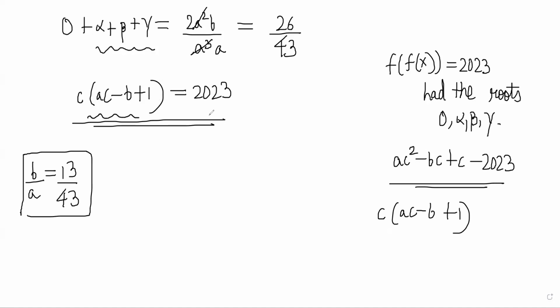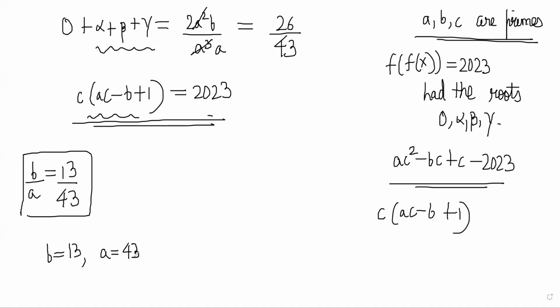And from here, we are getting this result, right? So we also know that A, B, and C are primes. If A, B, and C are primes, B by A is 13 by 43 implies that B is equal to 13 and A is equal to 43. It cannot be any multiple of that, because if you put 26 by 86, for example, then B is 26 and A is 86, but that is not a prime, right? You need to make A, B, and C primes.